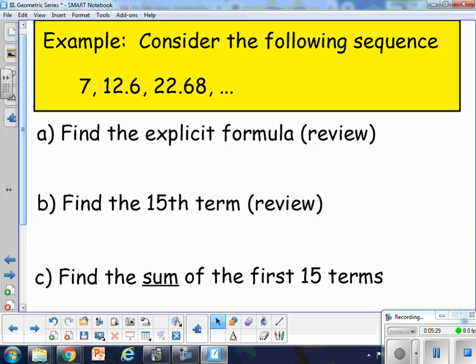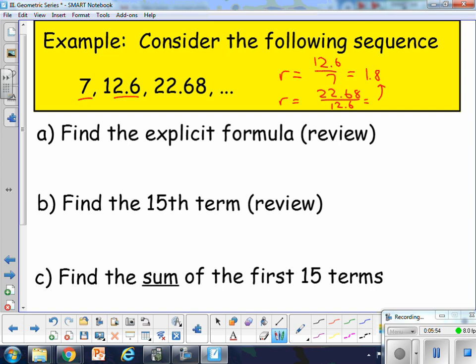But basically, let's figure out, is this sequence geometric? So it's not really obvious what we're multiplying by, but just remember, you can always check what the ratio is if you take a term and divide it by the term before it. If you take 12.6 divided by 7, in this case that would actually equal 1.8. Okay, and then just double check that that pattern continues using the third term divided by the second term.